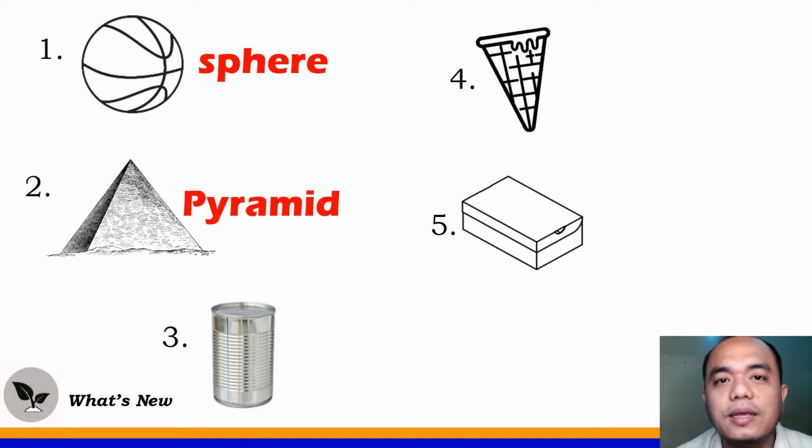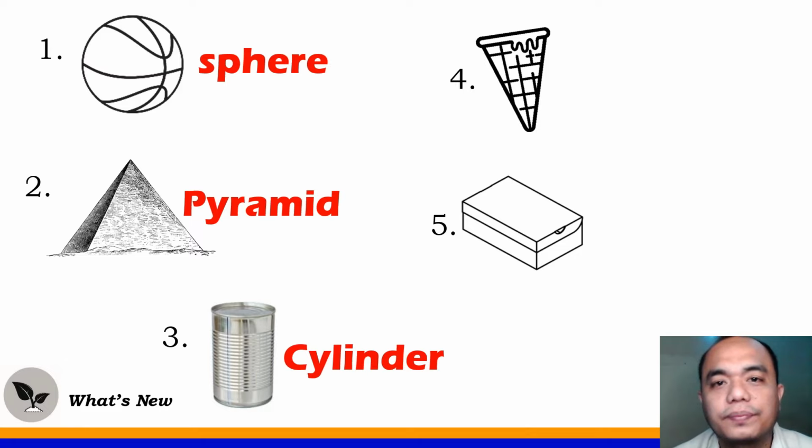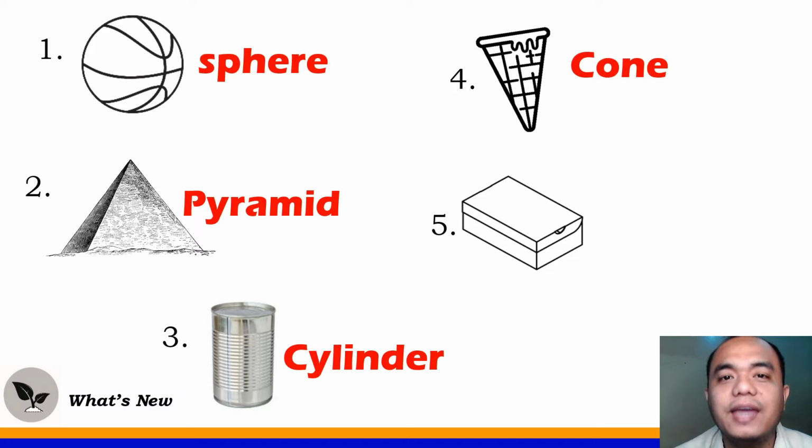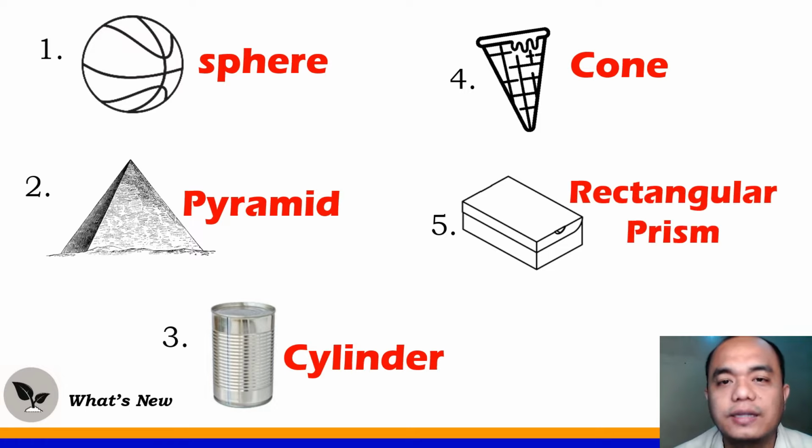Next, number 3. A can. Can is a cylinder. Next, number 4. Number 4 is, yes, a cone. Number 5, a shoebox. Yes, a rectangular prism. Good job, everyone. At least on this part, you now have the idea of what those solid figures look like.